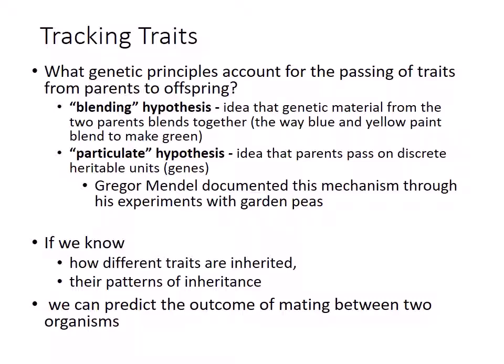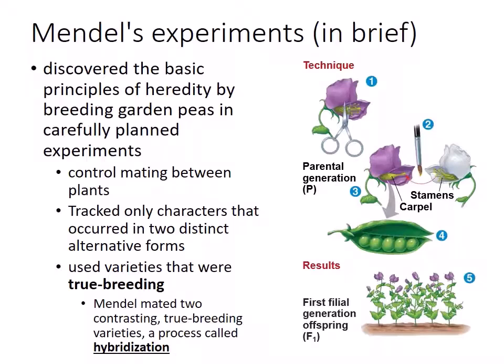So broadly speaking, if we know how different traits are inherited and their patterns of inheritance, we can predict the outcome of a mating between two organisms, or we can at least predict the possible outcomes of the mating between two organisms. So the super brief story on Mendel's experiment is that he discovered the basic principles of heredity by breeding garden peas in carefully planned experiments.